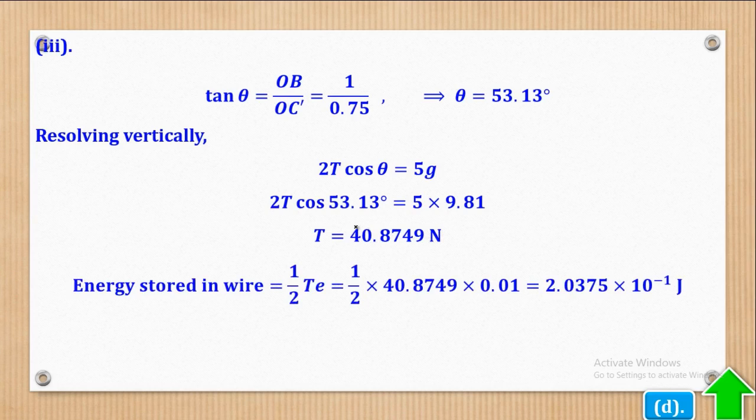After getting T, I'll come and say that energy stored is a half TE, which is a half times T times the extension, which gives you 2.0375 exponent negative 1 joules. So that is how the marks would be awarded.